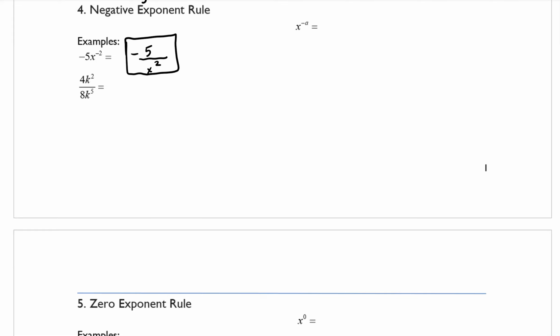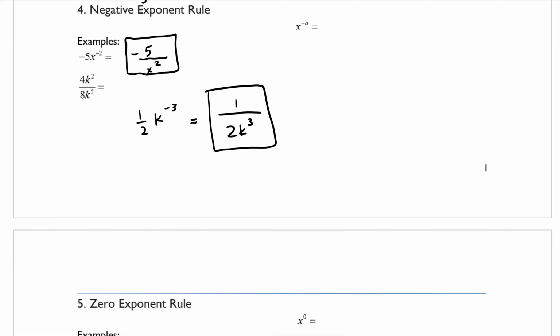Let's simplify the next example. It says 4k squared divided by 8k to the 5th power. So we know that 4 divided by 8 will simplify to 1/2. And then here we would subtract the exponents just like we would normally using the quotient rule. So 2 minus 5 is negative 3. So our exponent would be k to the negative 3rd power. And remember, because it's negative right now, we want to bring it down to the denominator to make it positive. So that would be 1 over 2k to the 3rd power, like that. So that would be our simplified version.